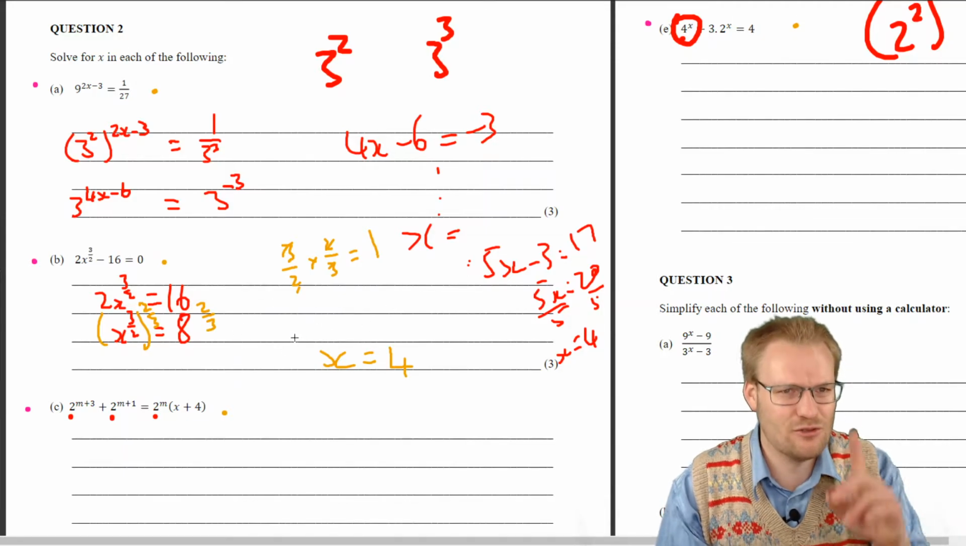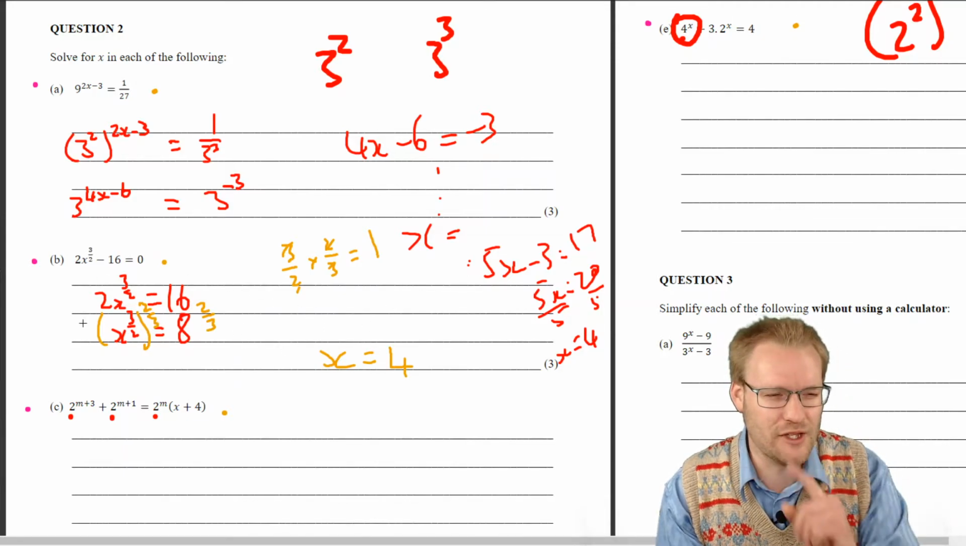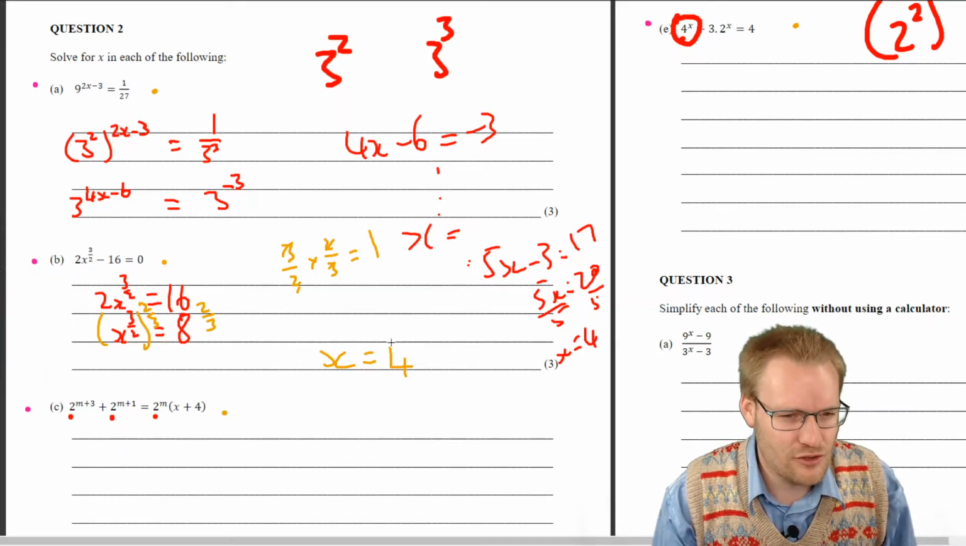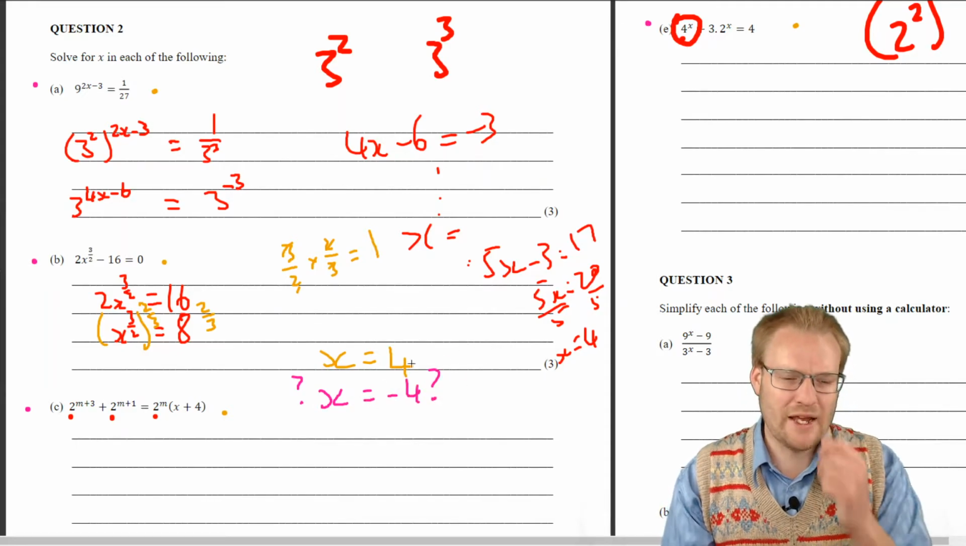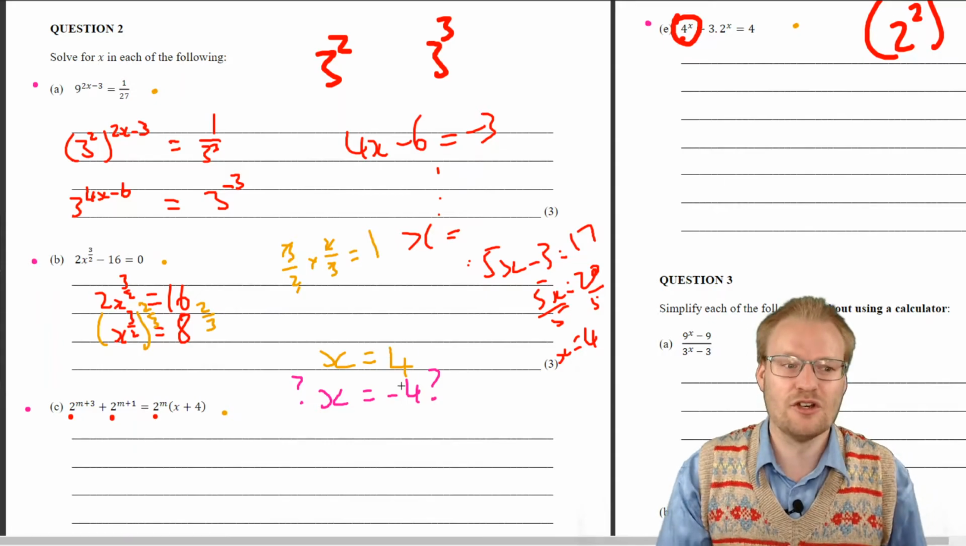Okay, then the one thing just to remember with these. Do you have a second solution? So I'm going to put a question mark here. Do we also say that x equals minus 4? When do you have that second solution?